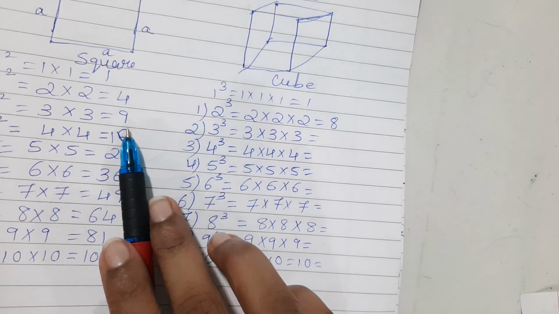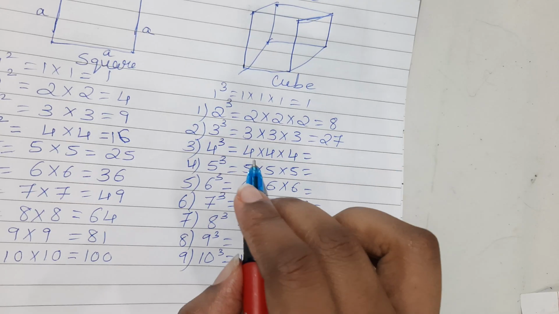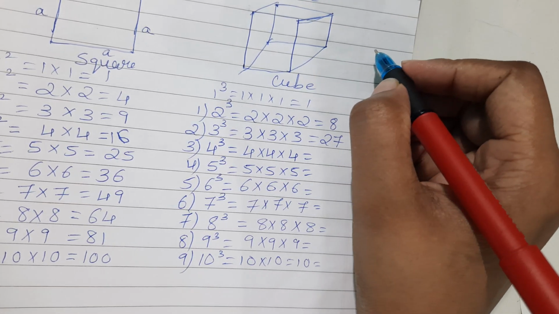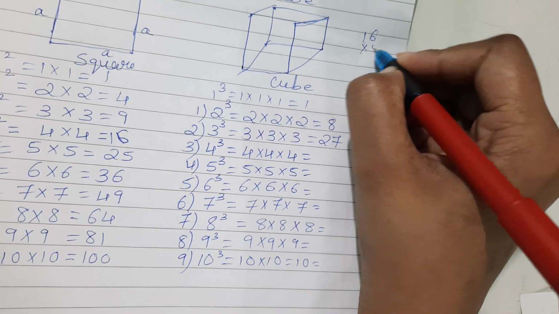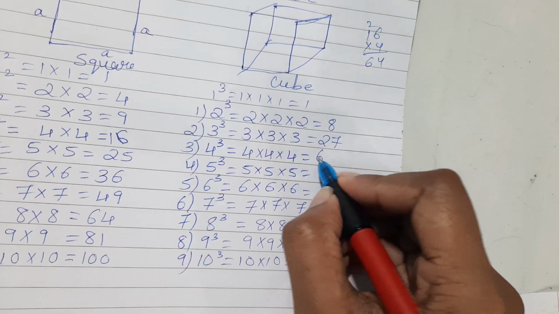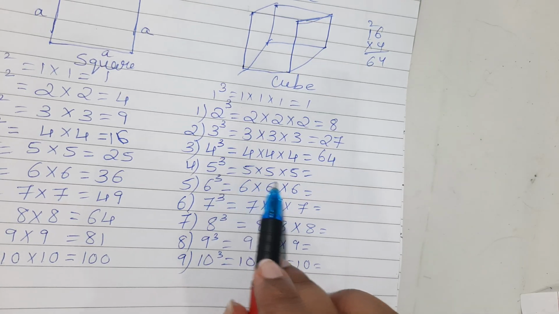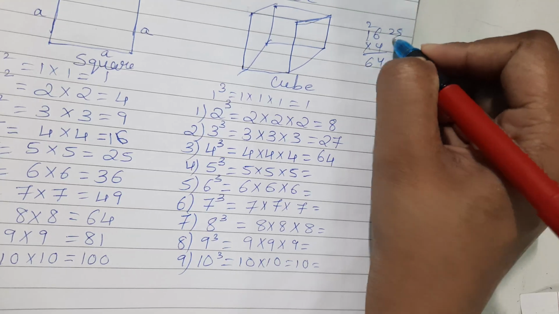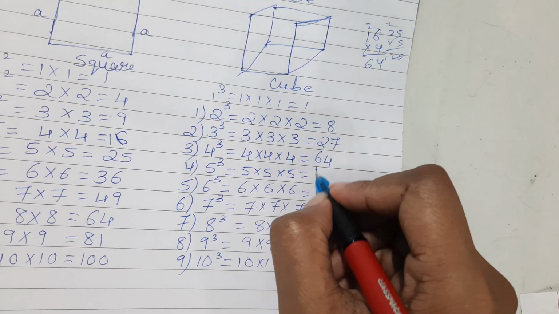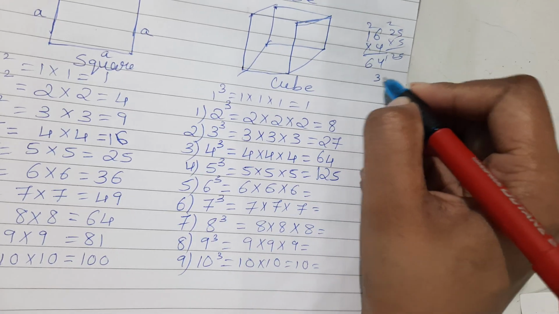So 3 3s are 9. 9 3s are 27. 4 4s are 16. 16 4s are, what will be your answer? 64. Right? 5 5s are 25. 25 5s are, what you will get? 125. 6 6s are 36. 36 6s are, what will you get?